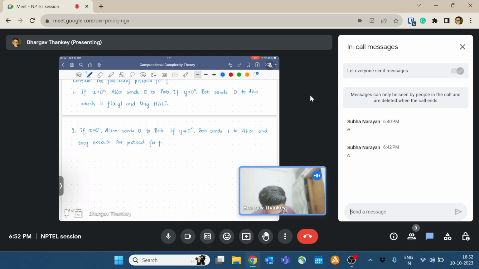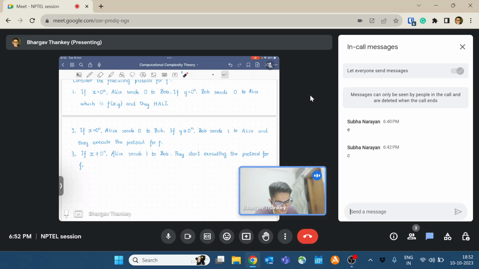And what's the third case? The third case is, in this case, Bob does not need to send anything to Alice because x is not equal to 0 to the n, so they can directly start executing the protocol. So yeah, in this case you need 2 bits.